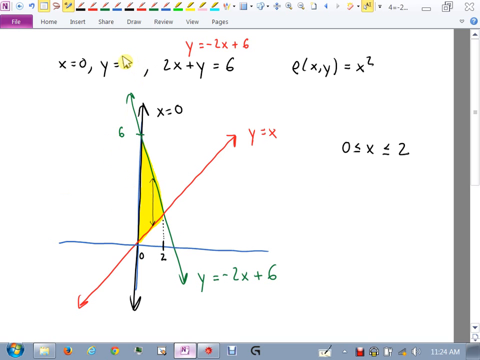You're just setting y equals x equal to y equals this. So set this right here equal to x, and you solve and you get 2. Is that all right if I don't show that? Yeah. What about my restriction on y?